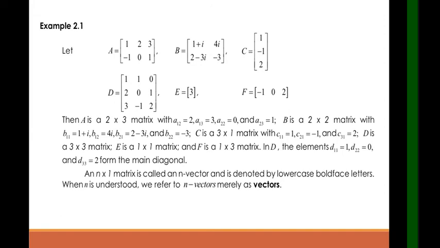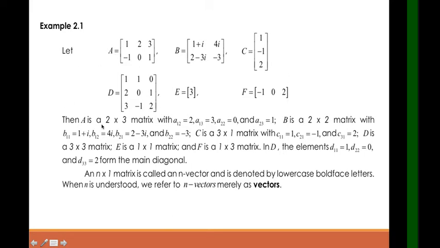Example, let A equal square bracket 1, 2, 3, negative 1, 0, 1; B equals square bracket 1 plus i, 4i, 2 minus 3i, negative 3, where this i is complex; C equals square bracket 1, negative 1, 2; D equals square bracket 1, 1, 0, 2, 0, 1, 3, negative 1, 2; E equals square bracket 3; F equals square bracket negative 1, 0, 2. These are all matrices.